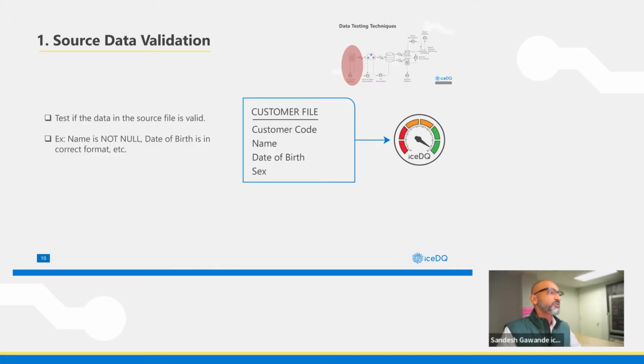So for example, source validation. I have a customer file that has customer code, name, date of birth and sex. So I can create a rule to say if the data in the source file is valid. For example, name is not null, date of birth is in correct format. You can check the format of the file, you can check if the name should not be null. Imagine I'm loading customer and the name itself is null. So what am I going to do with the data? So this is a validation rule where we are checking the input data.